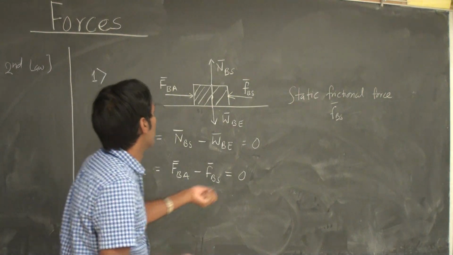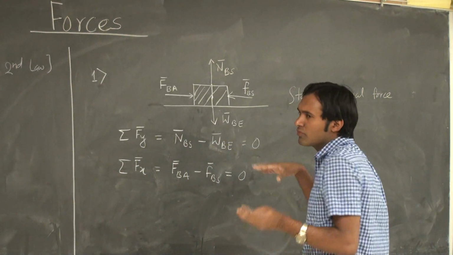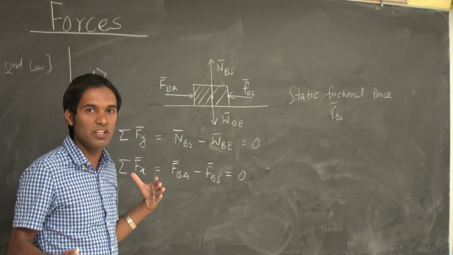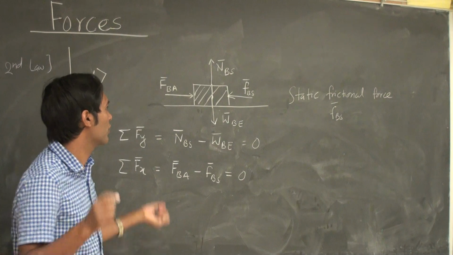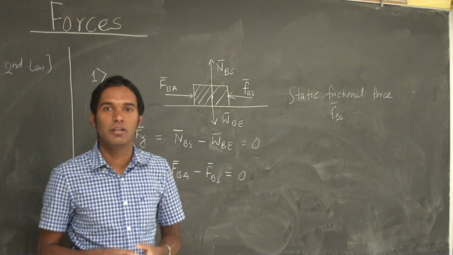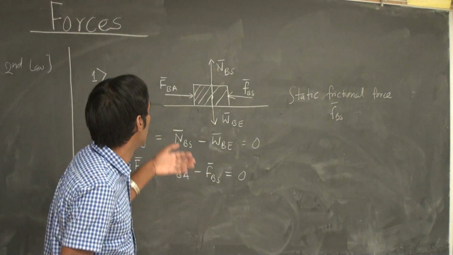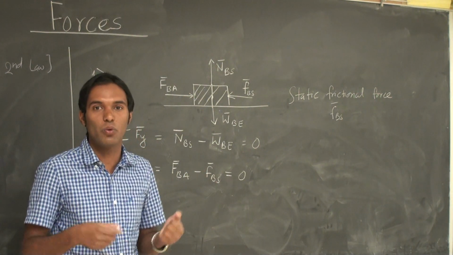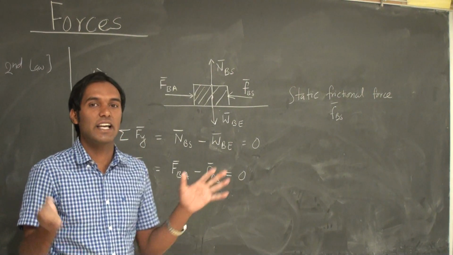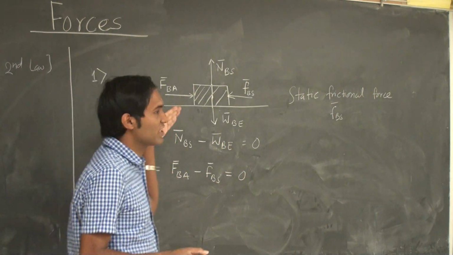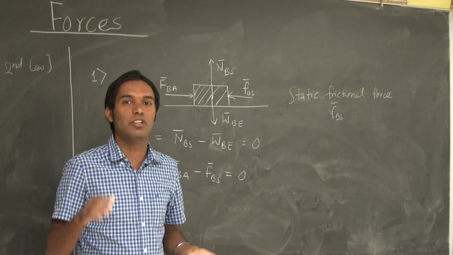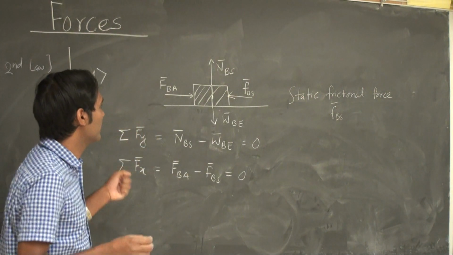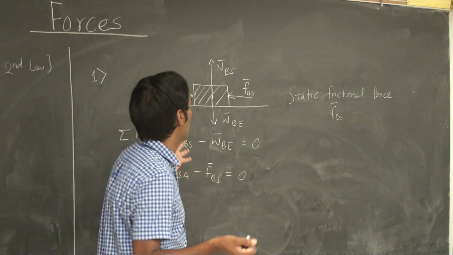So for example, if you apply 10 Newton of force to the box, and the box doesn't move, your static frictional force will be 10 Newton. If you apply 20 Newton of force and the box doesn't move, then your static frictional force will be 20 Newton. But if you apply, for example, 30 Newton of force and the box starts to move, at that time the kinetic friction takes over. You are not going to consider the static friction. In that case, you should consider the kinetic friction.